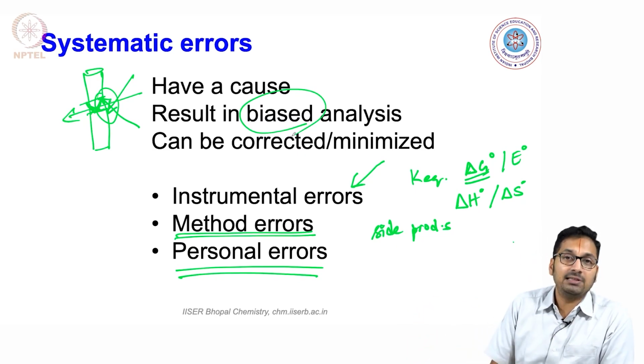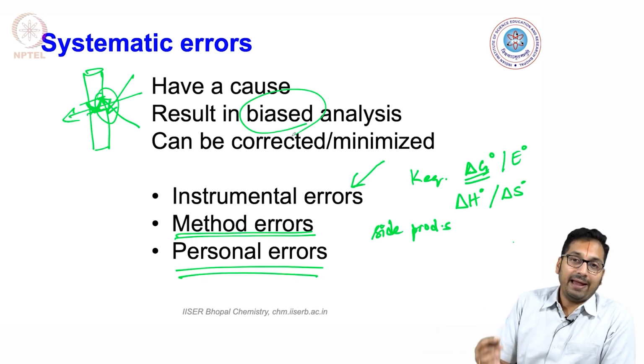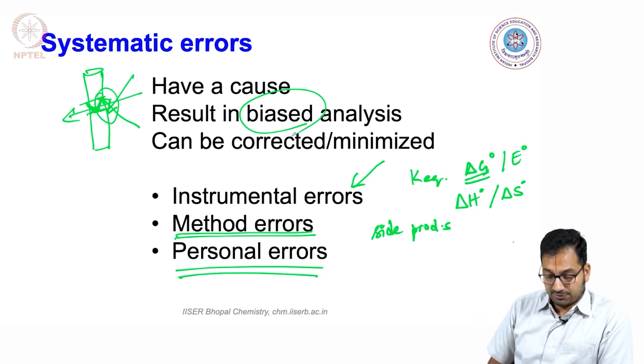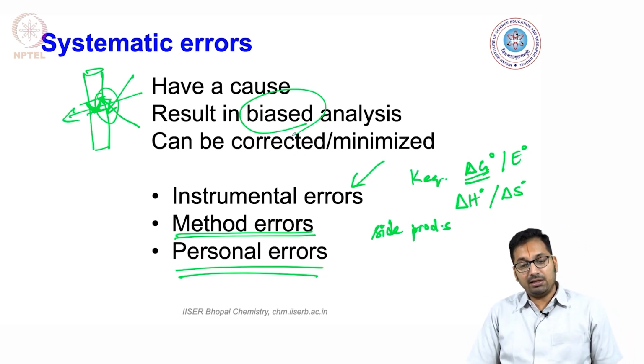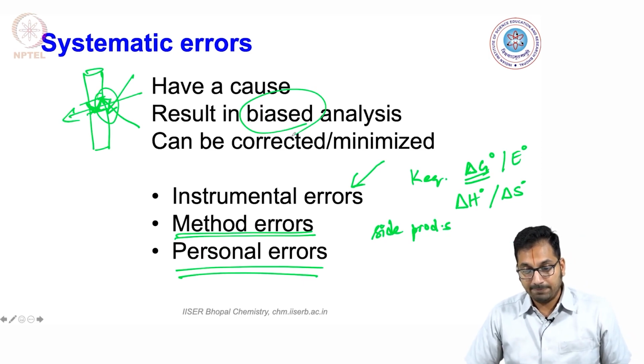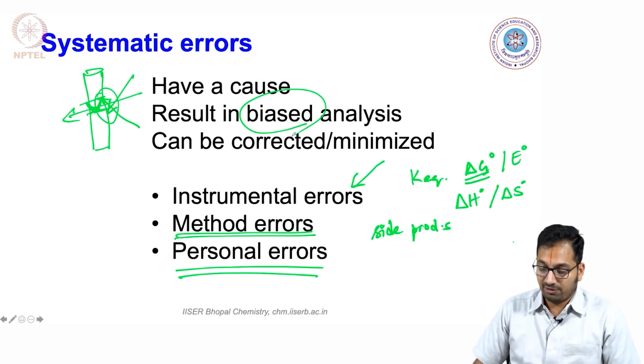So these kind of personal errors can be avoided by carefully following a protocol and doing things in a systematic and unbiased fashion. Okay, so now that we are done with this, let's take a small look at what type of errors could come up when you're using different equipment.